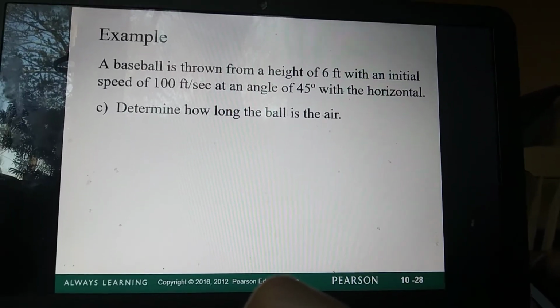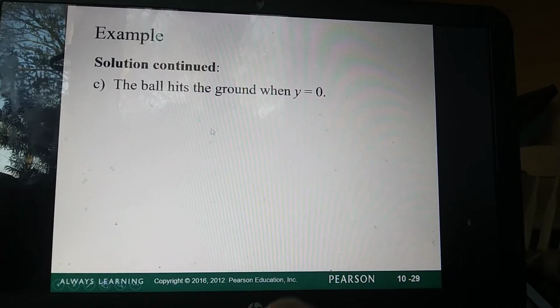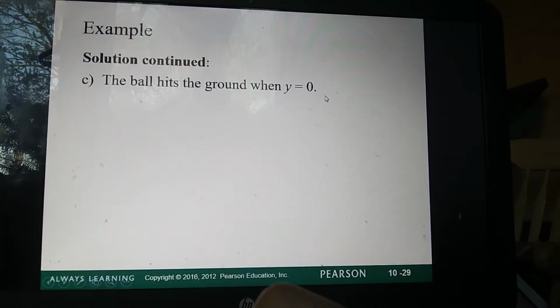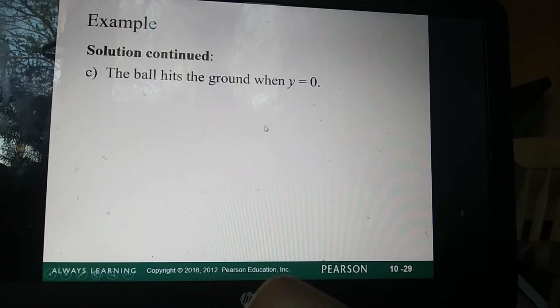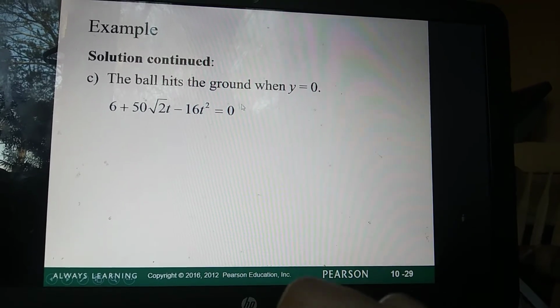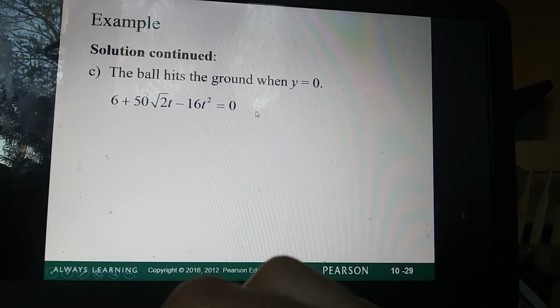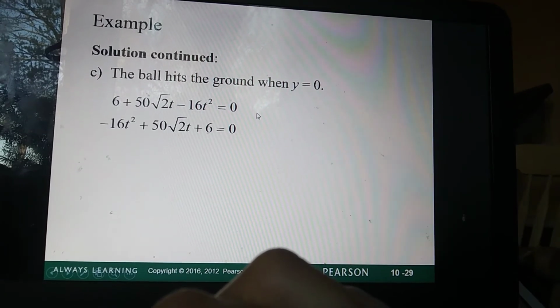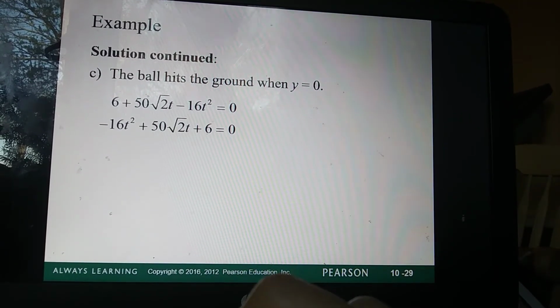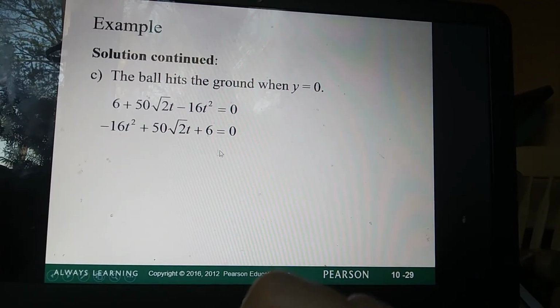And then determine how long the ball is in the air. What we're trying to find, the ball will hit the ground when y equals 0. So we want to see at what point is height 0. So we set y equal to 0. This is going to give us the time, and that's what we're going to need.